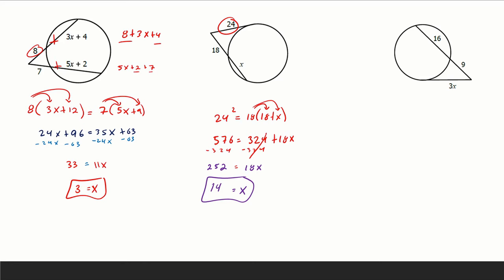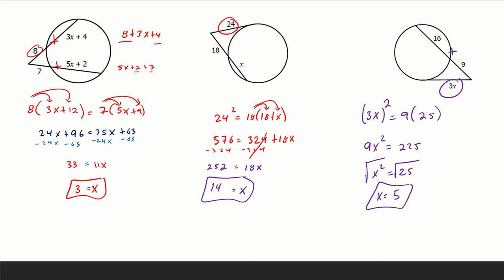And looking at this last one, we're going to approach it the same way. So we have this outside part, which is 3x squared, equal to 9 times the whole thing. The whole thing is 9 plus 16, which is 25. So on the left side, since there's no plus or minus separating them, we're going to distribute the square to both of them. So we end up with 9x squared is equal to 9 times 25, which is 225. Divide both sides by 9. We get x squared equals 25. And then the last step is to take the square root, and we end up with x equals 5.